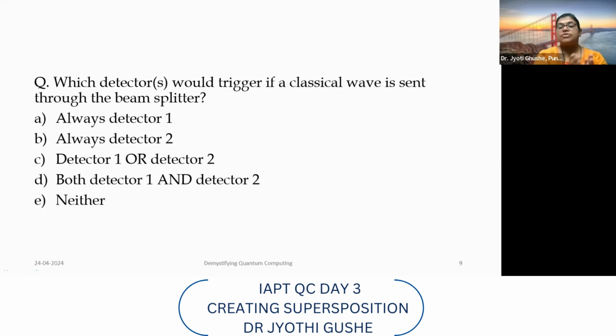When it is a wave, it will be partly reflected, partly transmitted. So what do you expect in the output? Which detectors would trigger if a classical wave is sent through the beam splitter? I want to see your answers.